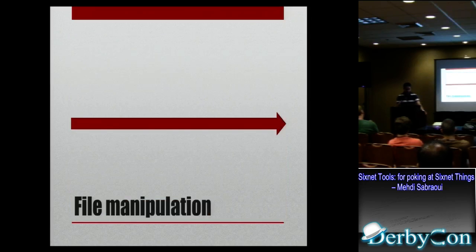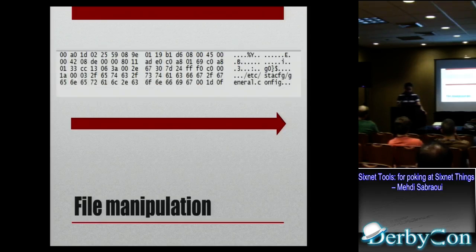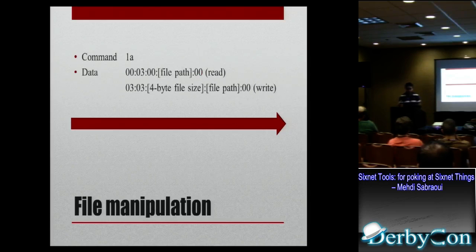Let's see. So running that process through Wireshark, we can get some more of these undocumented function codes. For example, you can see here that file path right there, etc/sta config/general.config. That's the one I pointed out before. So that's going across the wire. So here's how these commands work. These are the file manipulation commands.